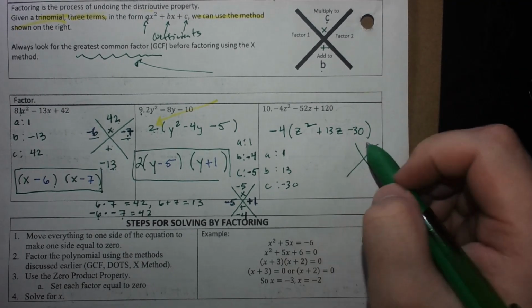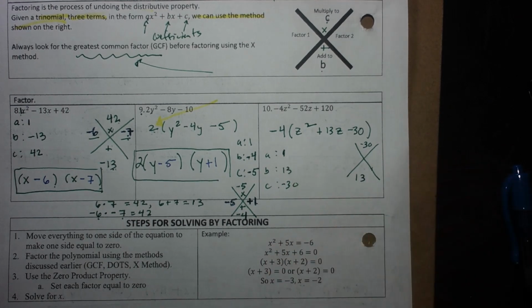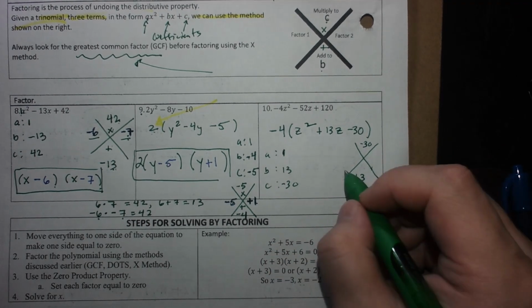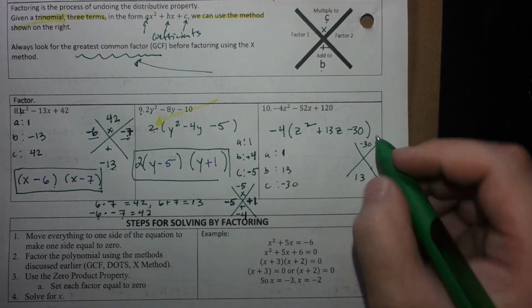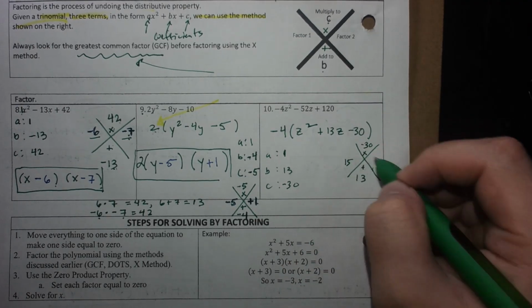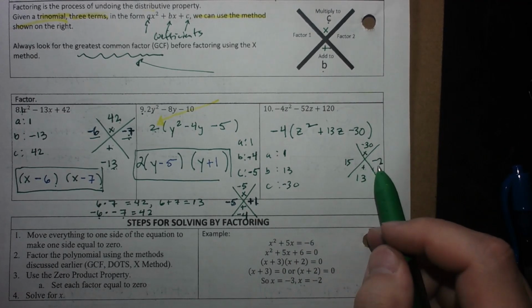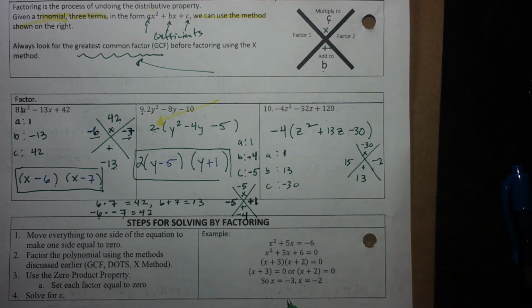Draw my little X. Our C term is -30, so it's going to go up top. And 13 will go down below. Okay, that's our B. Two numbers that multiply together will give me -30, but at the same time add up to 13. So I'm going to say 15 and -2, right? 15 times -2 is -30, but if I were to add these two numbers, that'll give me 13.